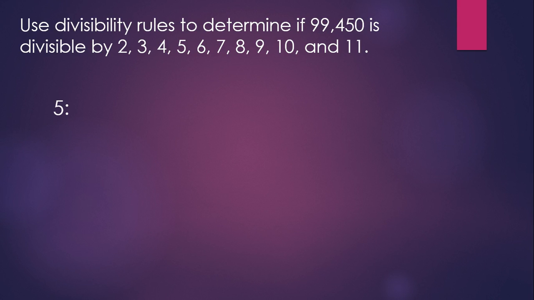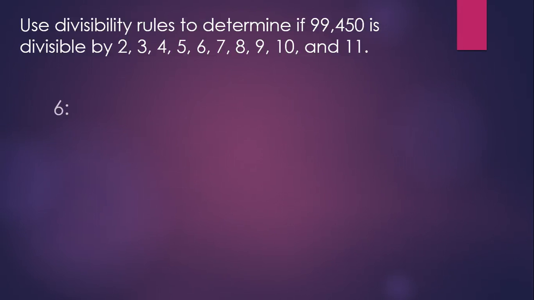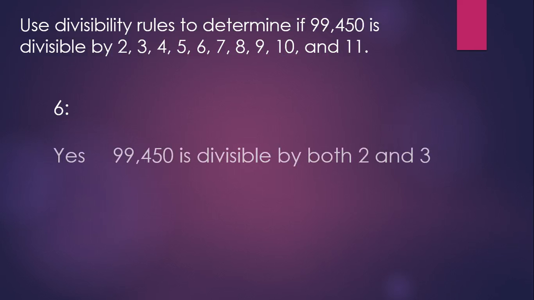For 5, we look at the last digit. And since the last digit is either a 0 or a 5, in this case it's a 0, the original number can also be divided by 5. For 6, we look back at what happened when we looked to see if the number could be divided by 2 and 3. In this case, the number could be divided by both 2 and 3, so it's also divisible by 6.